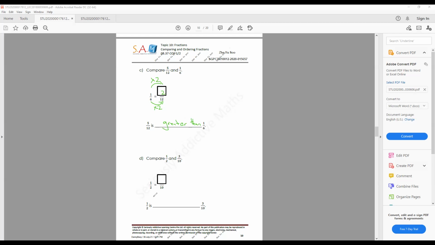Okay, next, compare half to 3 out of 10. So I need to convert half into an equivalent fraction. That's 2 times 5. That will give me 10. Then do the same thing to the numerator. Times 5. So 1/2 is 5 out of 10. Is it greater, smaller? Yes, it's greater than.